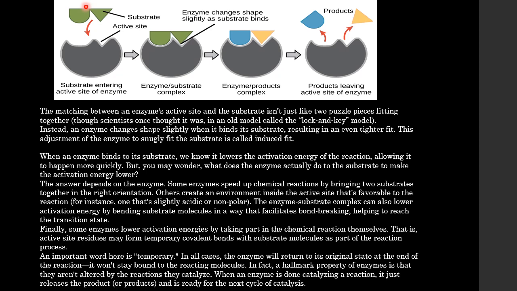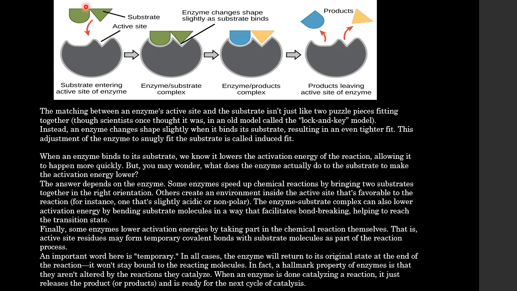The enzyme substrate complex can also lower the activation energy by binding the substrate molecules in such a way that it facilitates bond breaking, helping to reach the transition state. Finally, some enzymes lower activation energy by taking part in the chemical reaction themselves. The active site may form temporary covalent bonds with the substrate molecules as part of the reaction process. But this is just temporary.